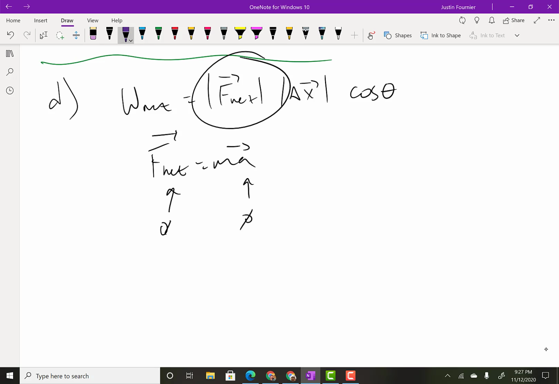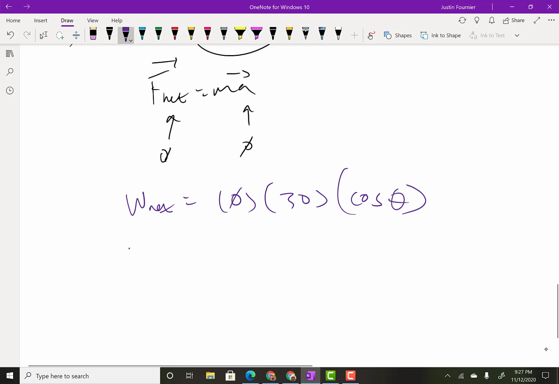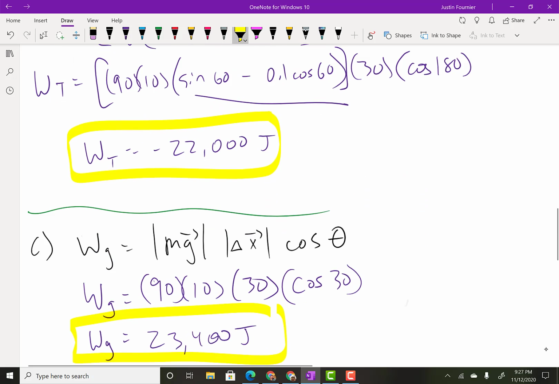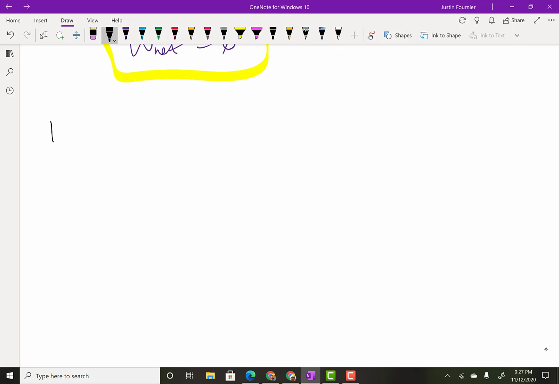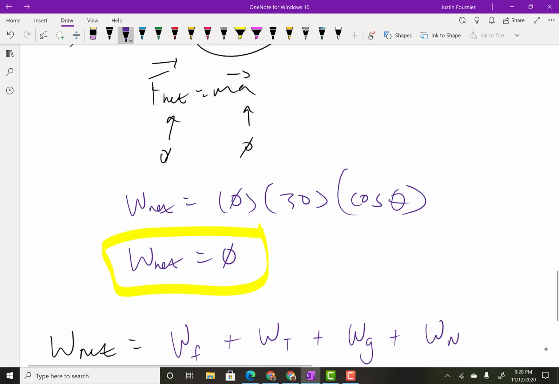So basically work net is 0 multiplied by the displacement, which is 30, multiplied by cosine of theta. It doesn't matter, because 0 times all this tells me that the net work is 0. One of the reasons I rounded the way I did is because of what I'm about to do next. The other way you can calculate the net work, and all of this is legit, is to say it's the total work done by all the forces.